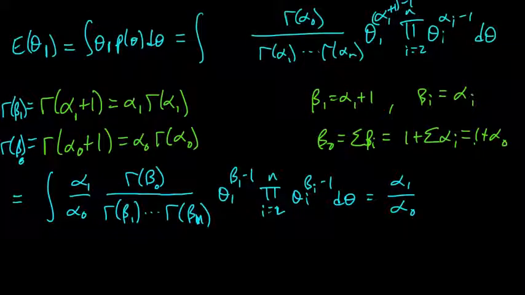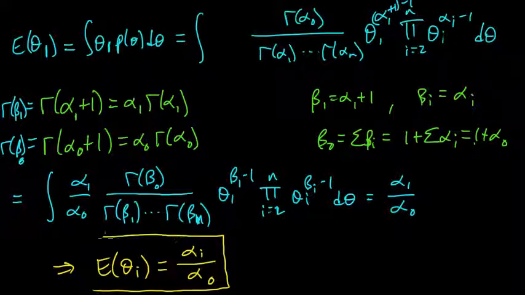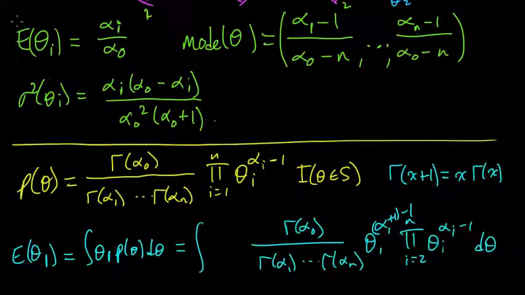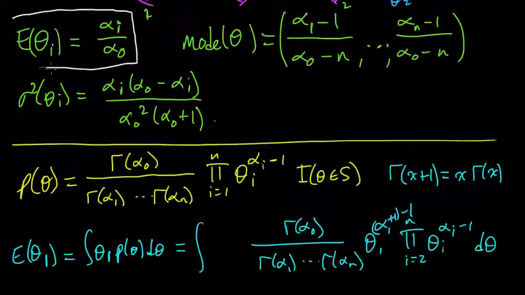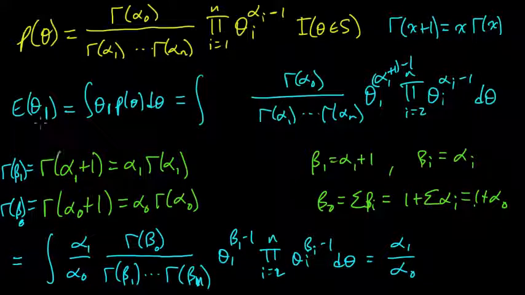So that means we could do the same thing for any of the others. We just did it for 1 here, but it's not too hard to see that you could use the same argument for any of the others. And we would get that the expected value of the ith coordinate is just alpha i divided by the sum of all the alphas. And that is exactly what we wanted to prove. So that's how you compute the expected value of one of the coordinates for a Dirichlet distributed random variable.